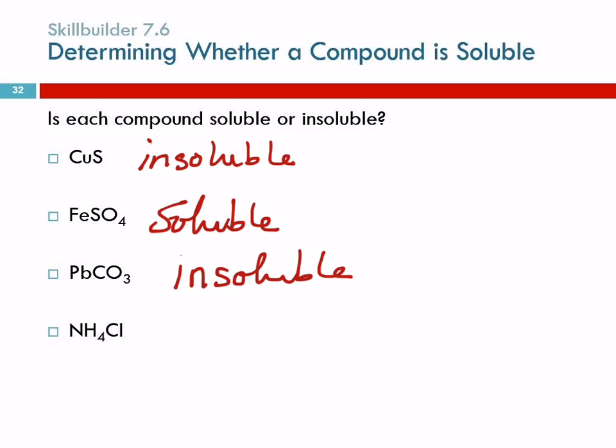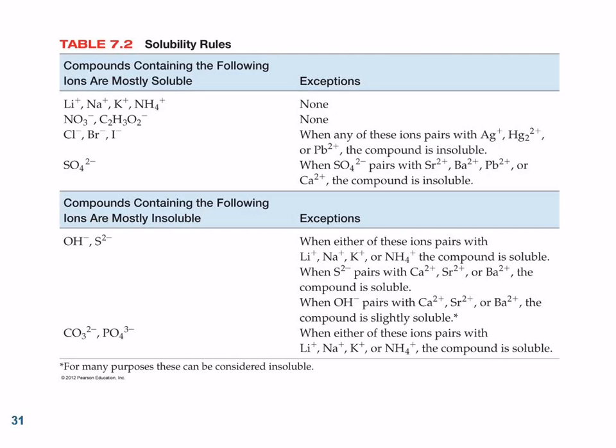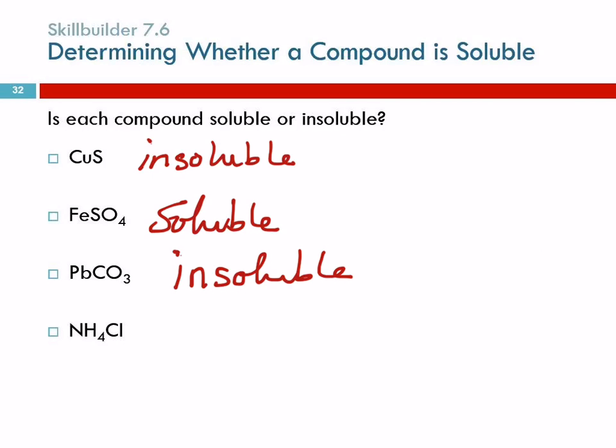How about ammonium chloride? So here's NH4, that's the ammonium. These are mostly soluble, no exceptions. We don't even have to look at the other ion. If we did look at the other ion, we'd see here's chloride, and those are the exceptions, but ammonium isn't one of them. So this one's soluble.